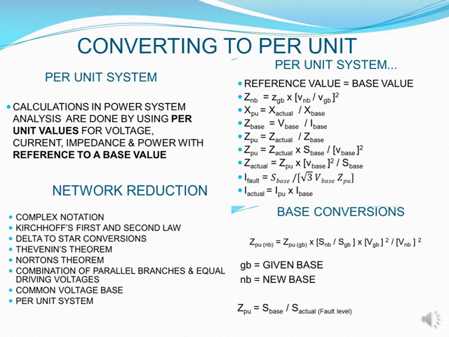Then we've got your base conversion, which is at the bottom of my slide on the right hand side, where I'm explaining that the GB is your given base and the NB is your new base. And then I'm showing you what your Z per unit can be on your new base, where Z new is equal to your Z given base multiplied by your S new base over S given base, multiplied by your V given base squared over your V new base squared, which can also be seen as your S base over your S actual.